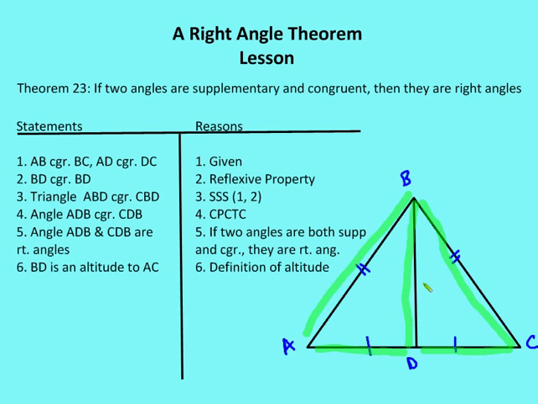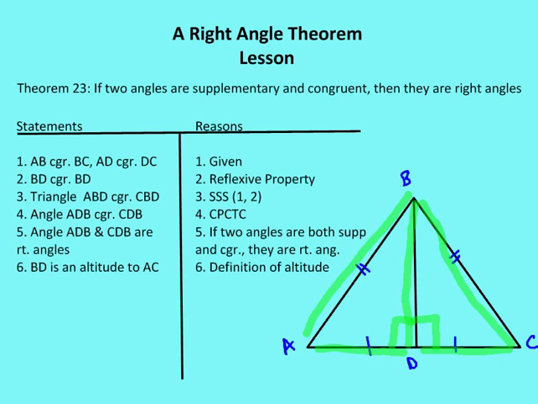Then I'm going to say that angle ADB is congruent to CDB by CPCTC. And then I'm going to use my theorem. Angles ADB and CDB are right angles because if the two angles are both supplementary and congruent, they are right angles. Now I want to say, and this is part of the proof, that BD is an altitude to AC. I can see that BD is an altitude to AC because it intersects AC at right angles as we stated as part of the proof. So I'm just going to say definition of altitude.